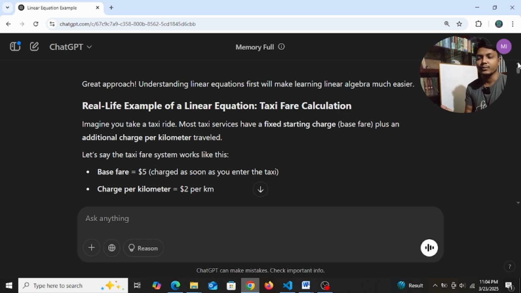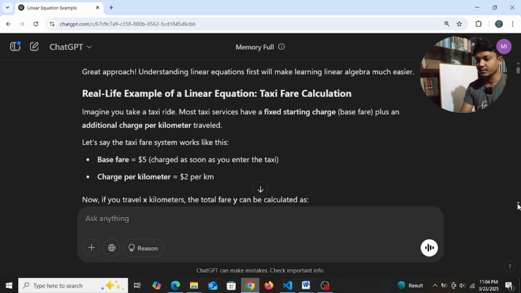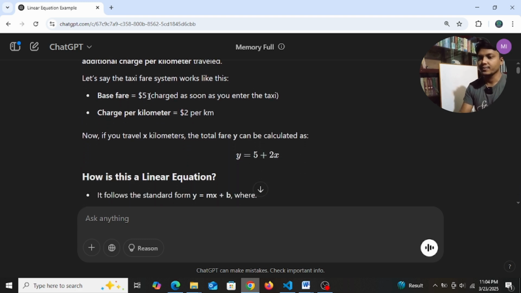So to understand linear equation, I will try to give you an example, right? So imagine you take a taxi ride. Most taxi services have a fixed starting charge plus an additional charge per kilometer traveled. Okay, so let's say the base fare is $5 and the charge per kilometer is $2. So if you travel 10 kilometers, then 10 into 2, 20 plus 5, 25 would be the total price, right? So if you see this equation, y equals 2x plus 5, or 5 plus 2x, however you say.